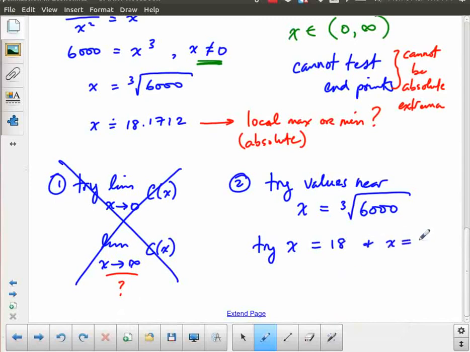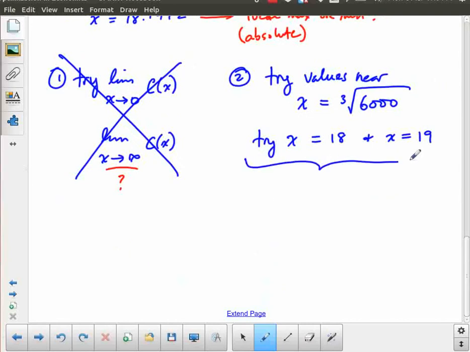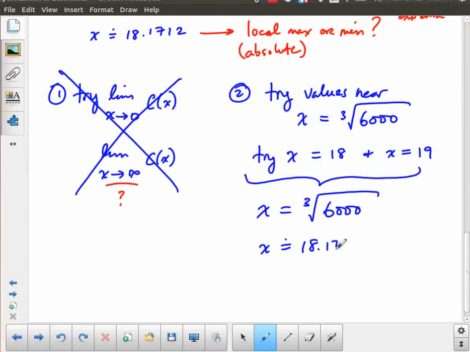And let's try another value, 19. 18 and 19 are on this domain, 0 to infinity, and we can go ahead and sub those in. And if we sub them in, what we end up finding out is that x equal to the cube root of 6,000, which is approximately 18.1712, is the absolute minimum. So we go ahead and try those, and we find out that's our absolute minimum.